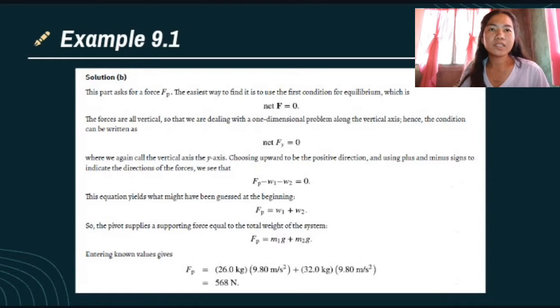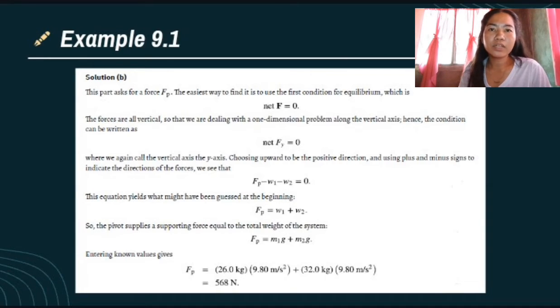Choosing upward to be the positive direction and using plus and minus signs to indicate the direction of the forces, we say that F sub P minus W sub 1 minus W sub 2 equals 0, where W is the weight of the object. This equation yields what might have been guessed at the beginning: F sub P equals W sub 1 plus W sub 2. So, the pivot supplies a supporting force equal to the total weight of the system.